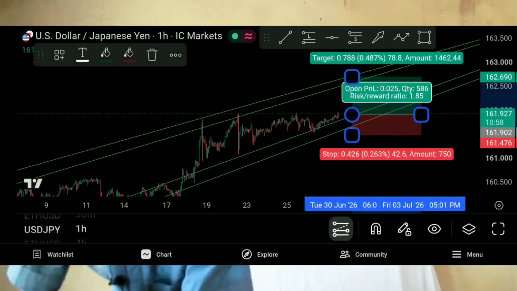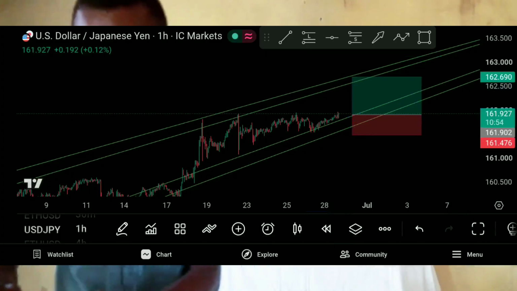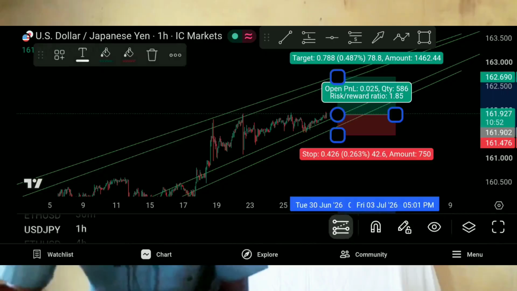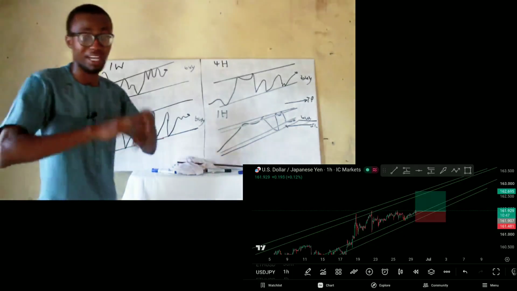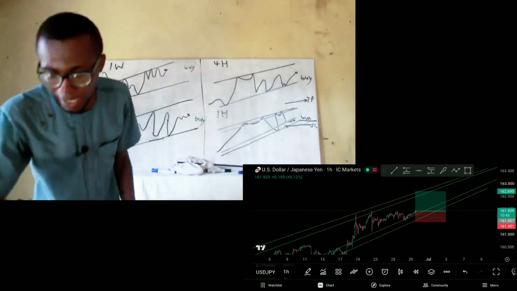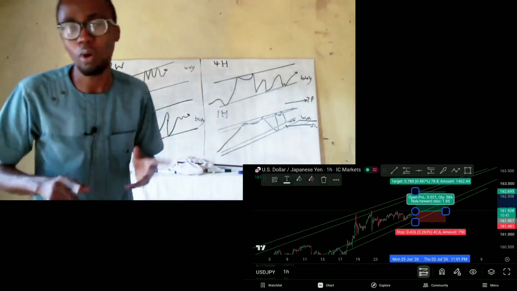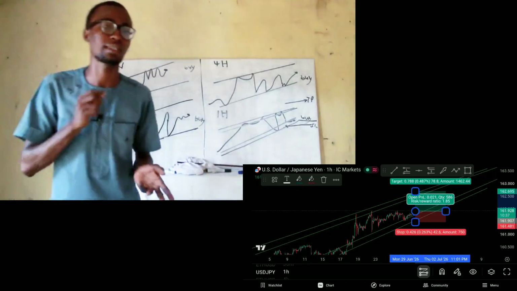I see what I'm doing now. 1 is to 1.85. So you can see how I analyze it before making my entry. So this is what I did. I've analyzed it from the beginning to the end before making my entry. So now I'm going to be risking $1 to make $1.85. If I'm risking $10, that means to make what?